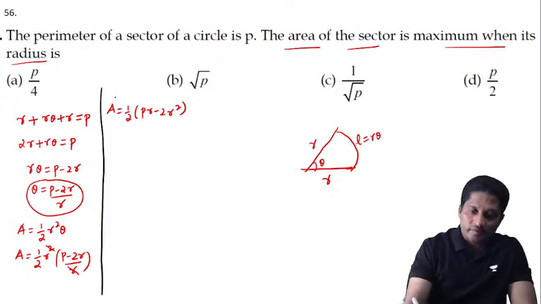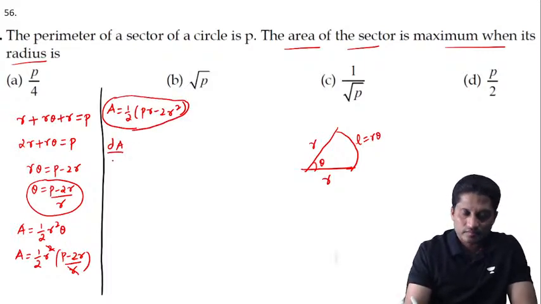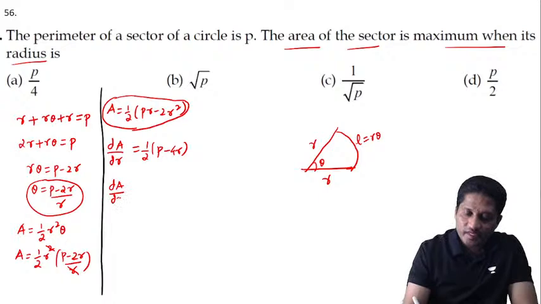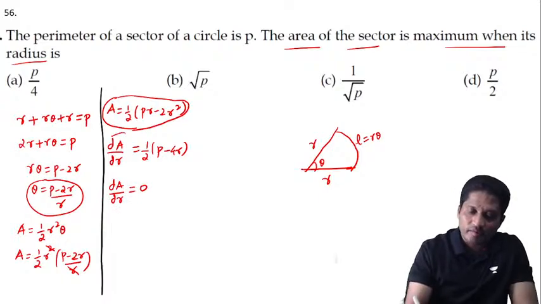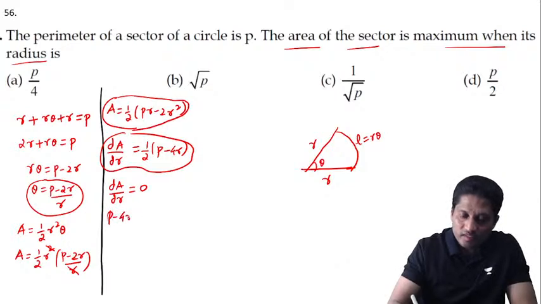Now for maxima minima, if I differentiate dA by dr, it is equal to 1 by 2, differentiation of PR is P, differentiation of 2R square is 4R. Now if I equate this to 0, for maximum minima first derivative should be 0. P minus 4R is equal to 0. P by 4 is equal to R.